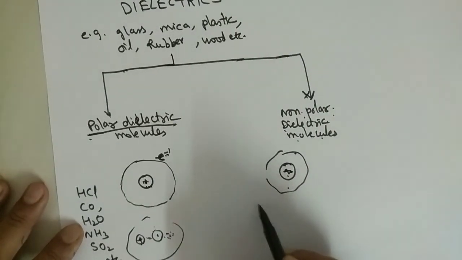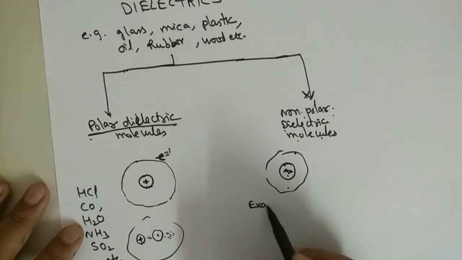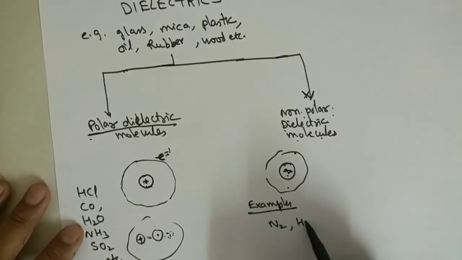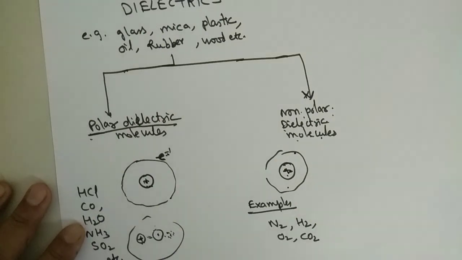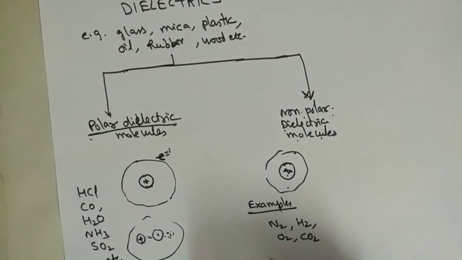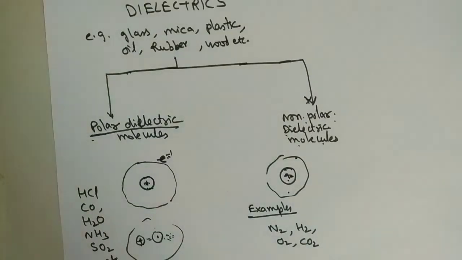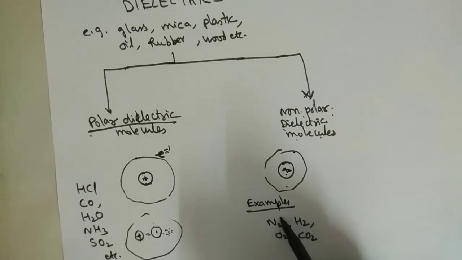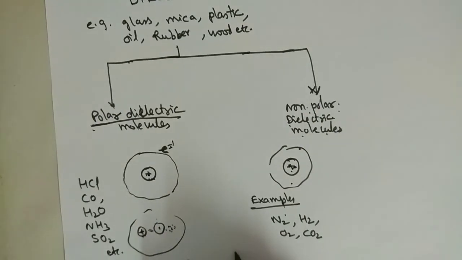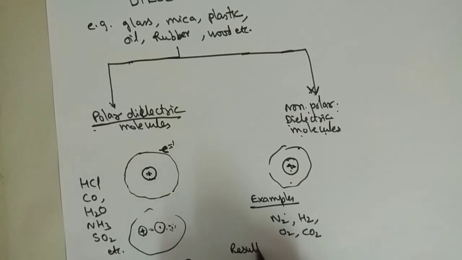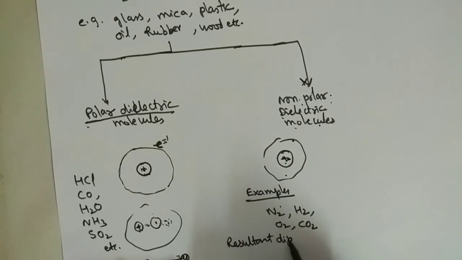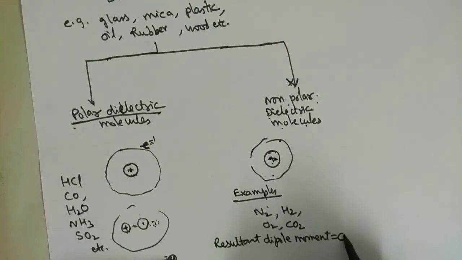Now the examples are N2, H2, O2, CO2. All these are examples. So what is special in non-polar dielectric molecules? In non-polar dielectric molecules, the resultant dipole moment is always equal to 0.